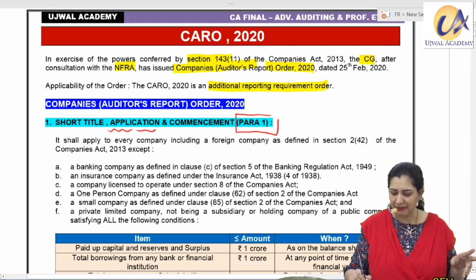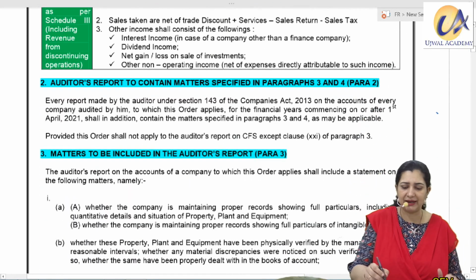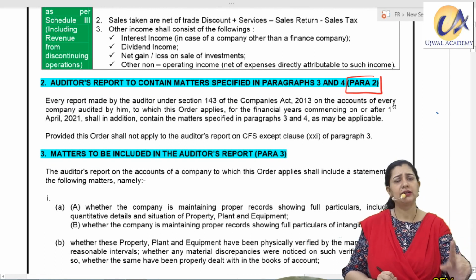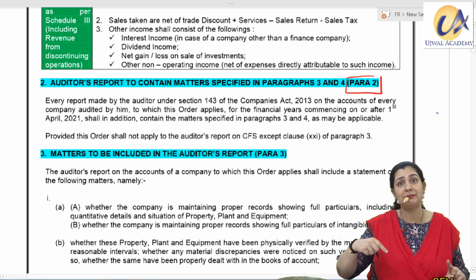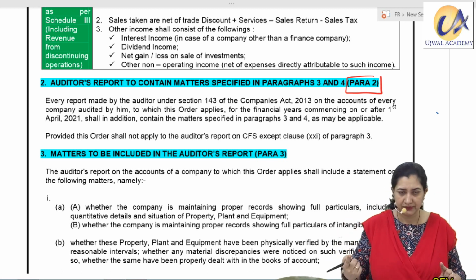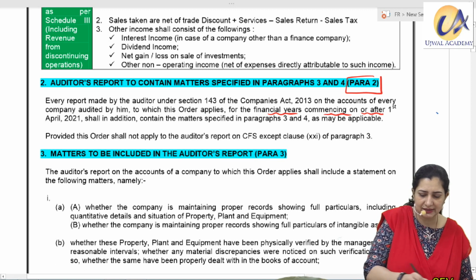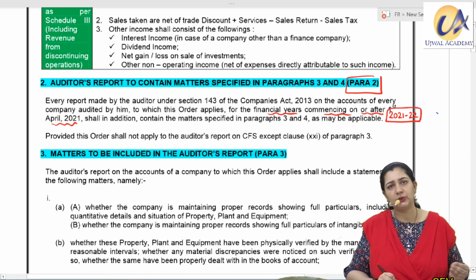Second paragraph tells me about the reporting which we have to do as per paragraph 3 and 4. So para 2 just says that you're a company auditor making your company audit report, you have to give these extra points which are given in paragraph 3 and paragraph 4. Plus para 2 also tells me that this particular CARO will start for the financial years commencing on or after 1st April 21. So as we already said, it will be applicable for the year 21-22 and onwards.